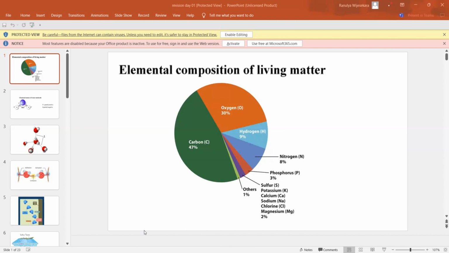If we take a human being, 96.3% is covered by carbon, hydrogen, oxygen, and nitrogen. The remaining 3.7% is covered by those 7, calcium, phosphorus, potassium, sulfur, sodium, chlorine, magnesium, and the other 14 trace elements. Okay? Any doubts?